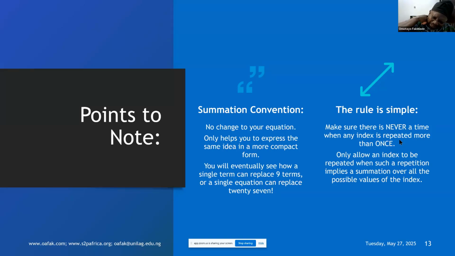Anytime you have repeated an index more than once, there is an error. But if it has to happen, then you must go back to your summation sign. When you are using your summation sign, you don't have to worry about how many times an index is repeated. But when you are using the summation convention, the repetition of an index more than once is an error.